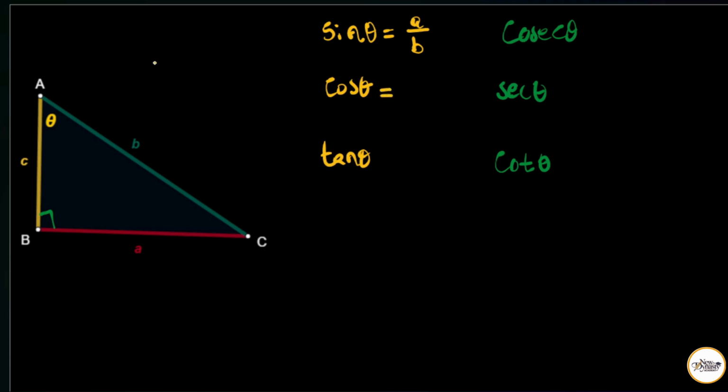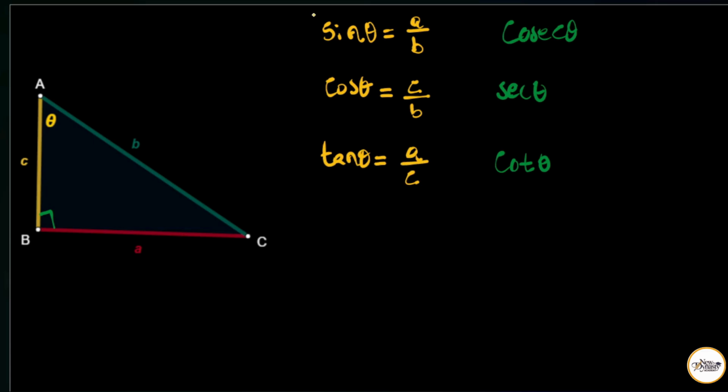Then our cos is the adjacent over the hypotenuse. So the side that is adjacent to your theta is C. So that is going to be C, and over the hypotenuse, which is still B. And tan is the opposite over the adjacent, and the opposite side is side A over the adjacent, which is C.